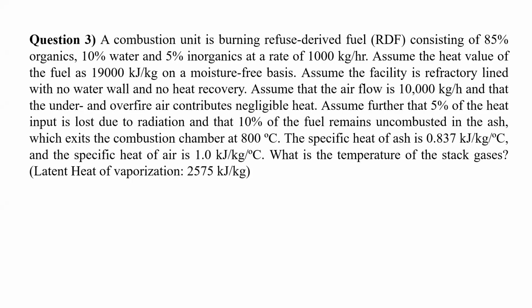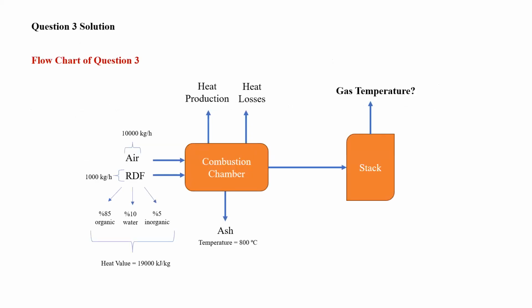And the airflow is specified also 10,000 kilogram per hour. Moreover, some ratios about the heat loss, and the ash temperature after the combustion chamber are discussed in the question. And finally, specific heat of ash and air and latent heat of vaporization are also given in the question. The question asks us what the temperature of the stack gases is. Now actually we have a lot of information that can make the question hard to understand. So drawing a flow chart of the question and writing the given parameters onto this figure can help us with the solution of this question.